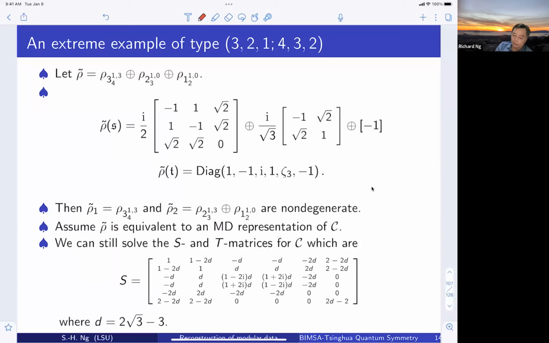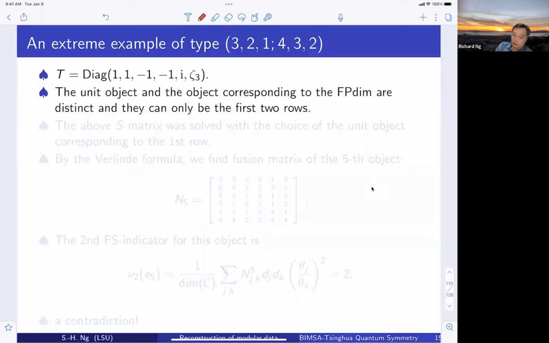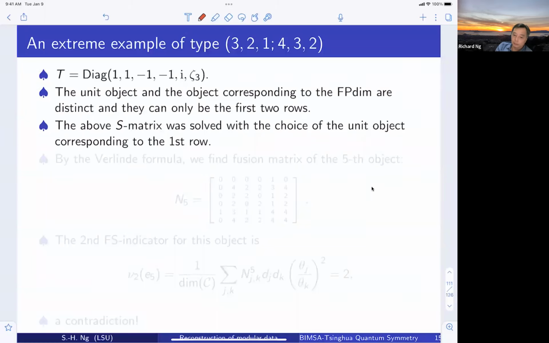But wait for it. When they say it's solved, that means many properties of the modular data are satisfied by S and T. So then we go further, which is using the Verlinde formula to write down the corresponding fusion rule of the modular category. Well, maybe I'll just show you how it works.